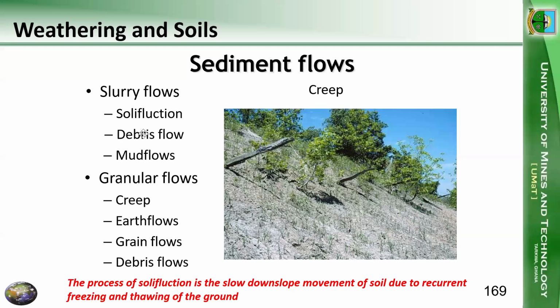In fact, we can have debris flow also under granular. But precisely in the granular, we could have creep. Creep, just like the word creep, means slow, gradual, like creeping plants. So with slow and gradual movements, we could have creep, air flows, grain flows, and so on and so forth.